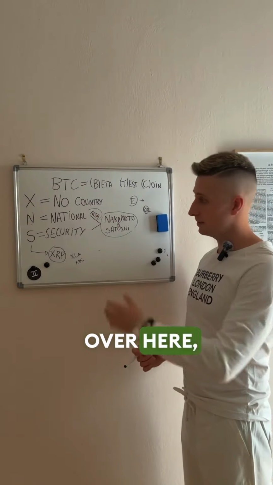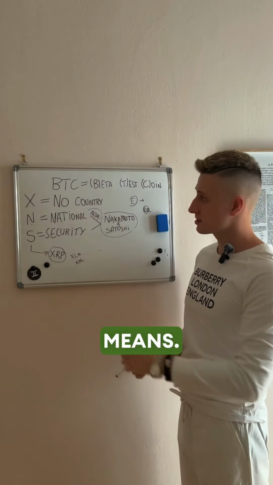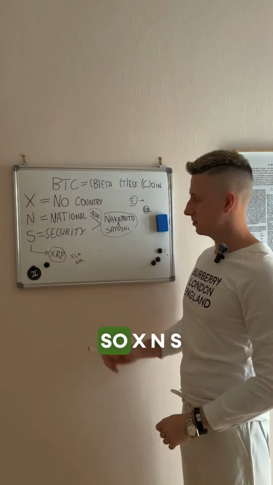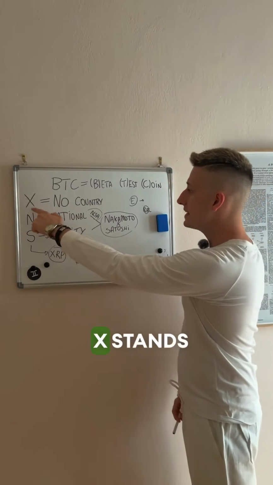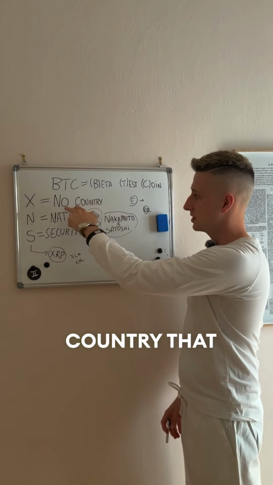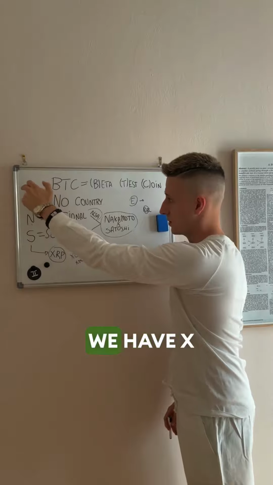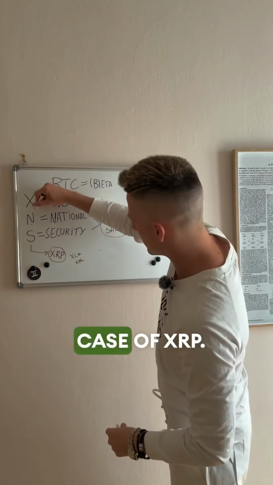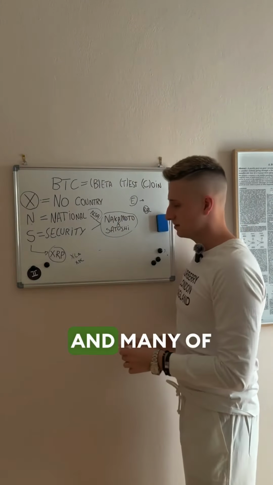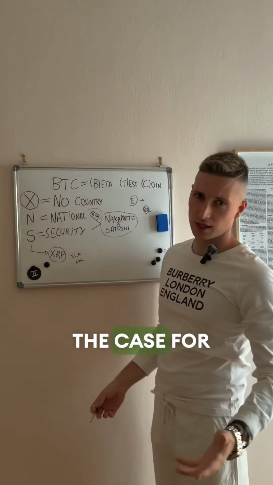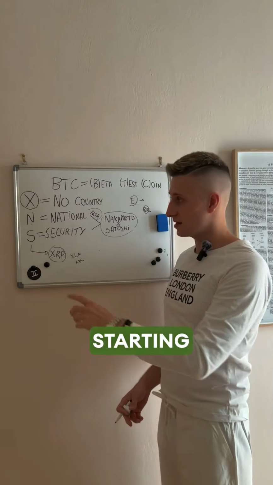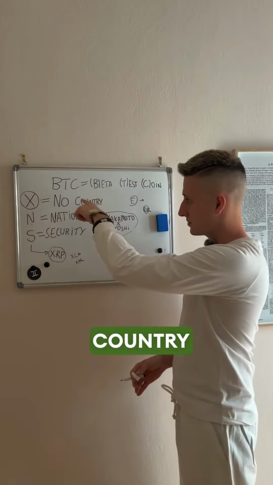In this case over here, first let's break down what it really means, XNS, alright? So XNS, X stands for there's no country that has issued the asset, that's why we have X over here, which is the case of XRP. And many of them start with X. It's also the case for XDC, XLM, plenty of assets starting with X. So we learned that X means there's no country of issue.